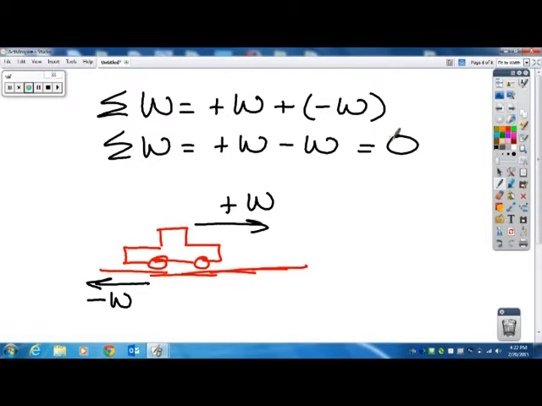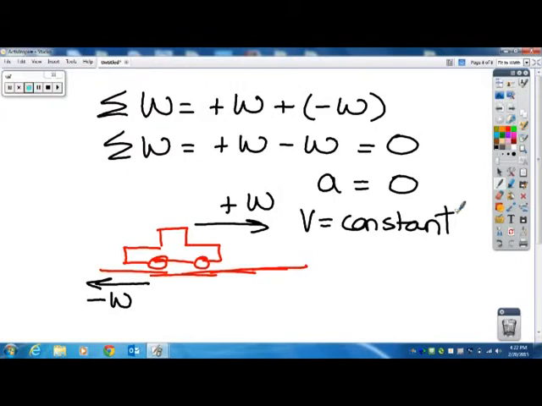If your net work is zero, that means the object will not accelerate. That means the object will have a constant velocity. Which could mean that if the object is already at rest, then it will stay at rest. Or it could also mean that if an object is moving, it's going to keep moving at a constant speed. So when the net work is zero, the object does not accelerate.